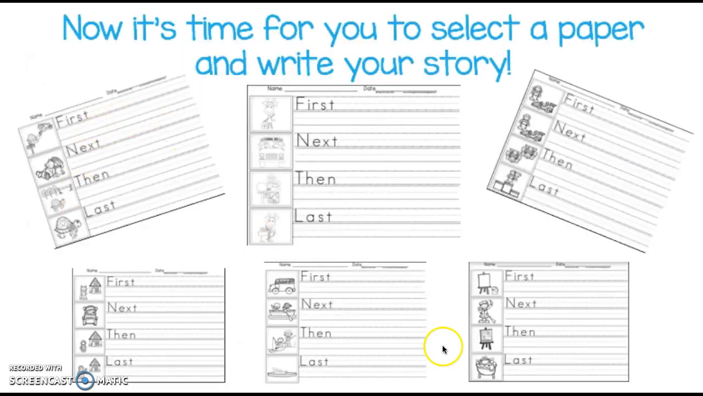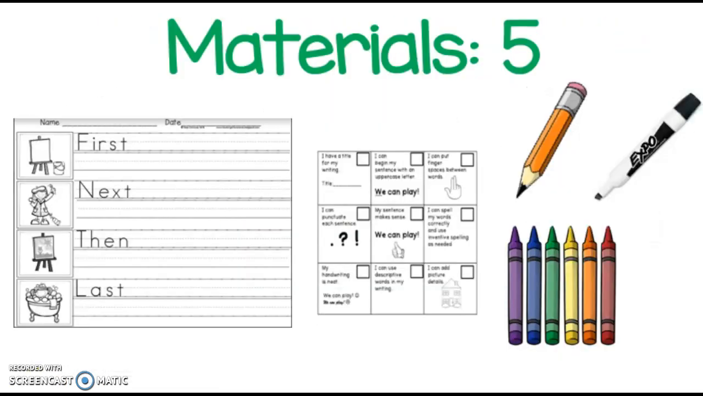You'll need to get some materials to do that. You'll need your writing template paper, your expert checklist, fix it up checklist, a pencil, a dry erase marker, and some crayons. Have fun as you practice writing, putting a story in sequential order using transition words first, next, then, and last.